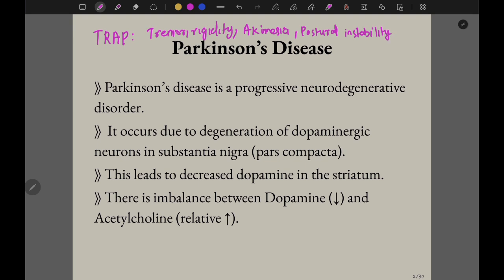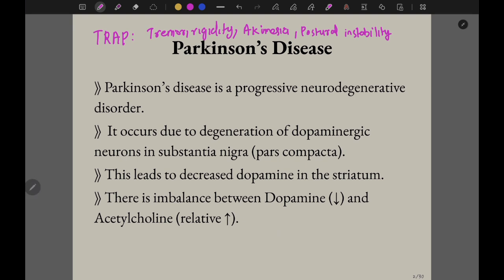These are the clinical presentations of Parkinson's disease, and the disease occurs due to degeneration of the dopaminergic neurons in substantia nigra pars compacta. This is a part of the basal ganglia, and this degeneration leads to decreased release of dopamine in the striatum. There is an imbalance between dopamine and acetylcholine level. The level of dopamine in the striatum decreases, and there is a relative increase in the acetylcholine levels.